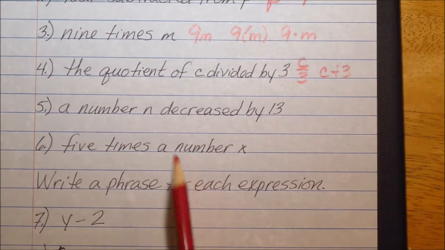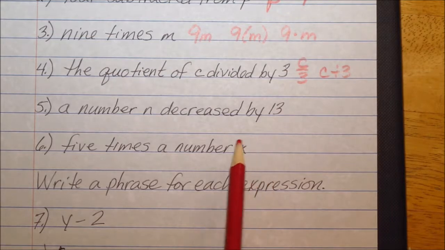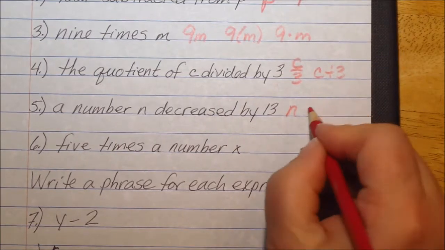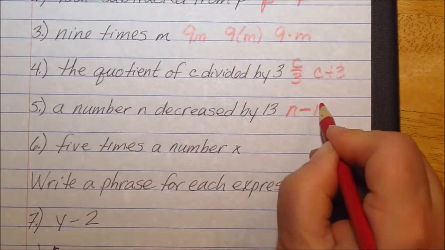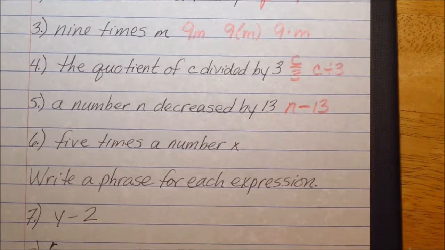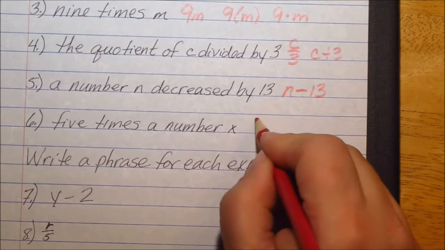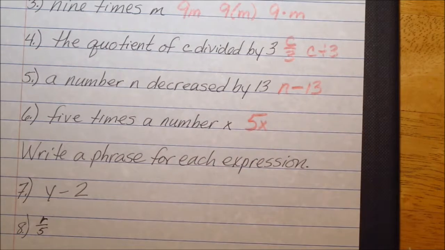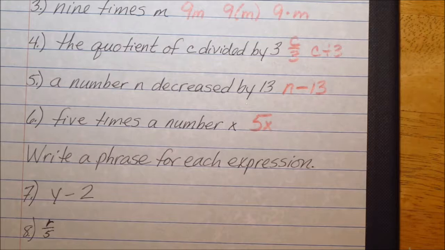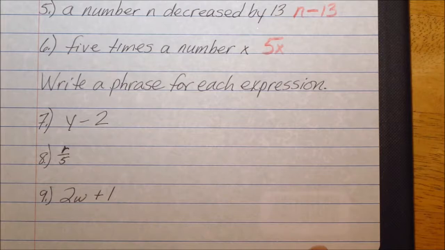Number 5. A number n decreased by 13. All right, so a number n, that means that's our variable. We don't know what that number is, but it's going to be decreased, subtraction, by 13. All right? Okay, number 6, 5 times a number x, right? So 5 times a number x, again, that would be my preferred way to write it. You could write that with parentheses or with the dot, but that's how I would do it. All right? Okay. Now, let's write a phrase for each expression.